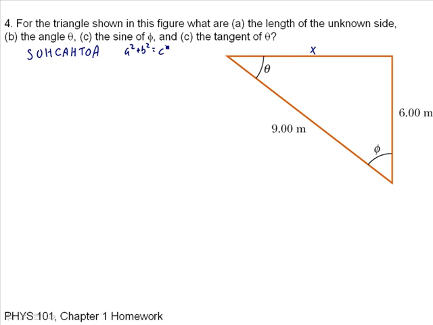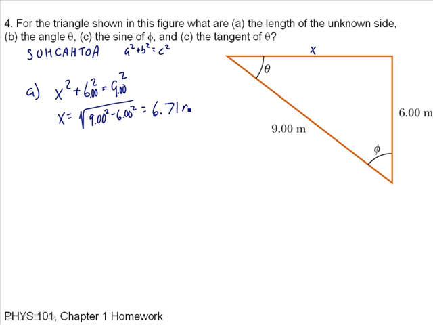Right? So for part A, I want to know what x is. That's one of the legs, so I say x squared plus 6 squared is equal to 9 squared. Let's see, I should have 3 sig figs for each of these. And so if I solve for this, it's the square root of 9 squared minus 6 squared, which is equal to 6.71 meters.